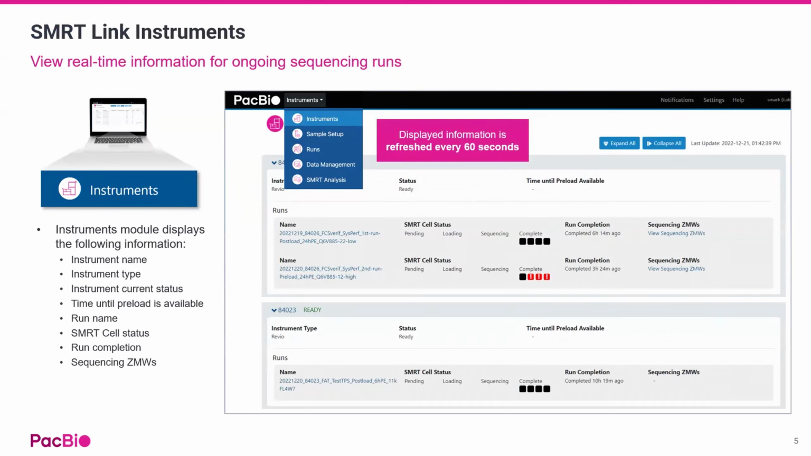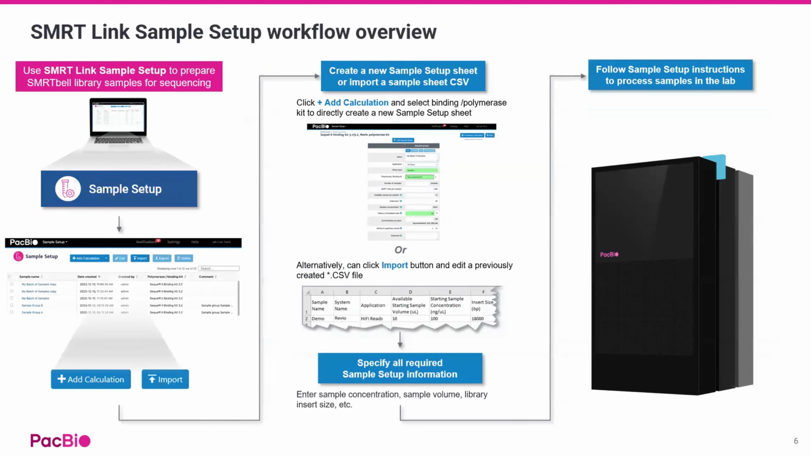The Instruments module is the landing page for SMRT Link. This module displays real-time information regarding instrument status. This includes the instrument type, current run status, time until the next run can be set up, and sequencing ZMW previews. The sample setup module enables lab tech users to prepare SMRTbell library samples for sequencing. This module has preset calculations that require a few inputs from the lab tech user. In turn, it will provide the user with sample setup instructions in the lab.